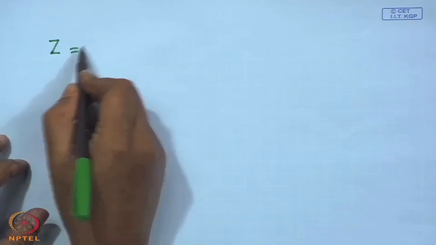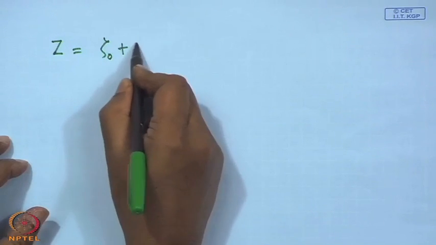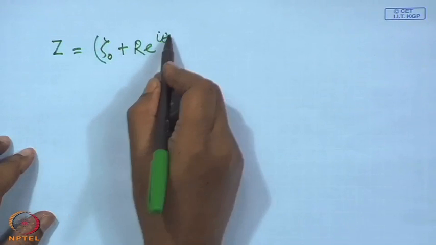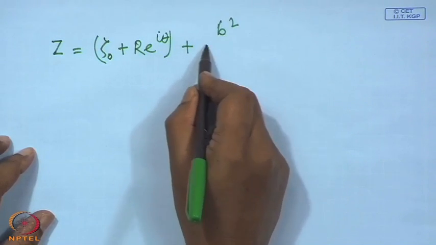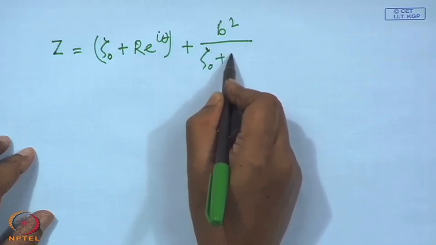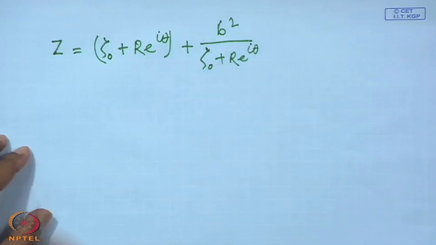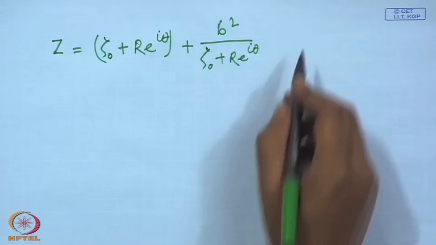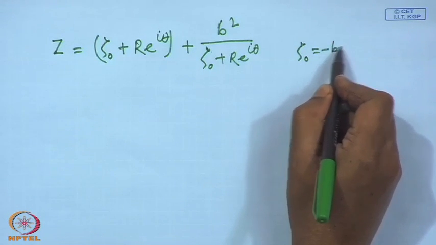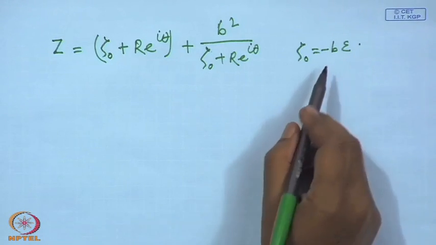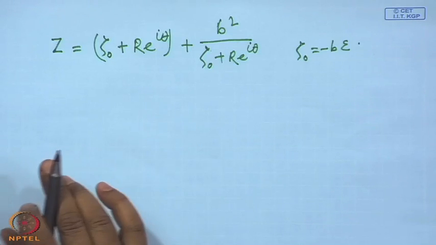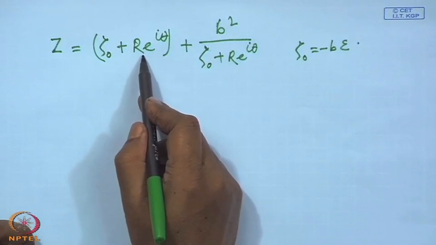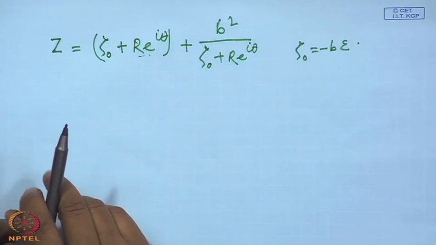Now, in this case, since z is zeta naught plus r e to the power I theta, and what is zeta naught? Minus b epsilon. So, there is no imaginary part in zeta naught. So, imaginary part comes only here due to r e to the power I theta. Okay.